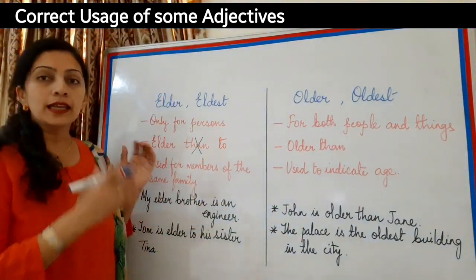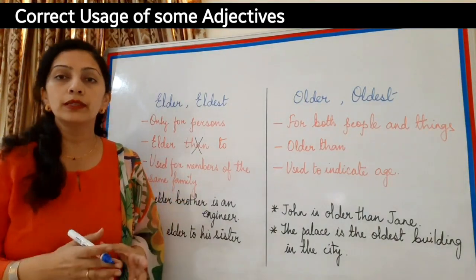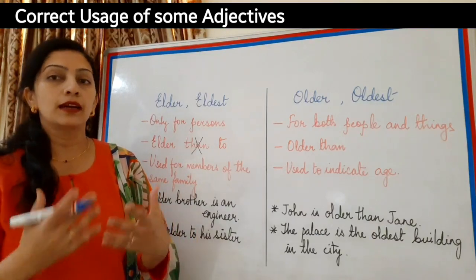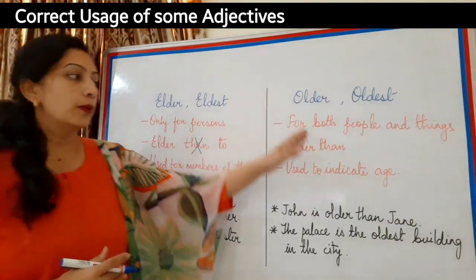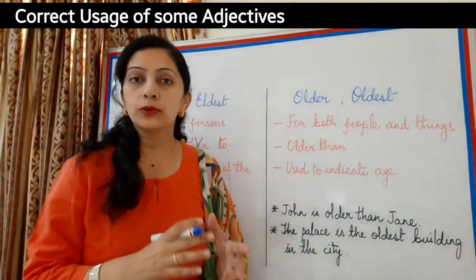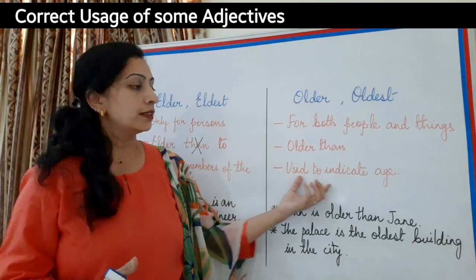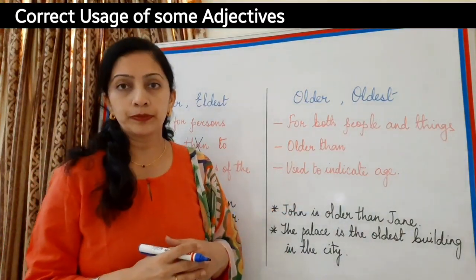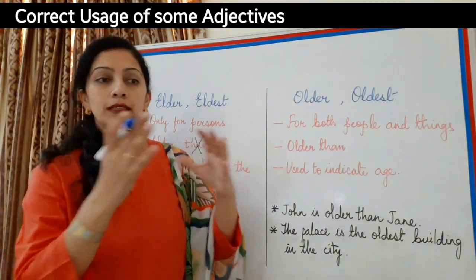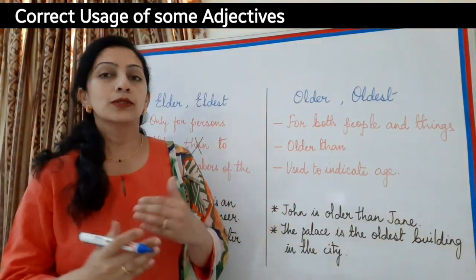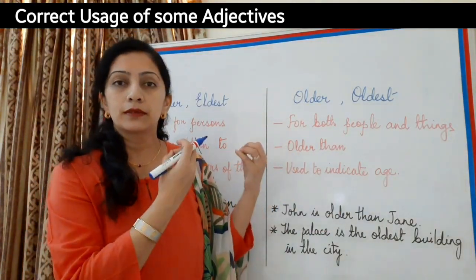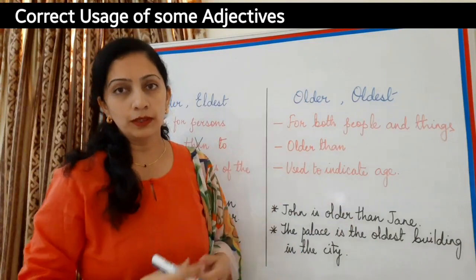The next difference is that elder or eldest is used for members of the same family, like brothers, sisters in the same family, or uncle, aunt, or anything. But older and oldest is used for people who do not belong to the same family, as well as to indicate an age. Whereas elder, eldest will give you the order in a family, whether he is younger or he is elder. So that gives you an order. But older, oldest will hint at the age of the person.